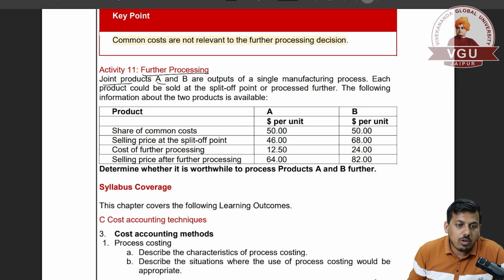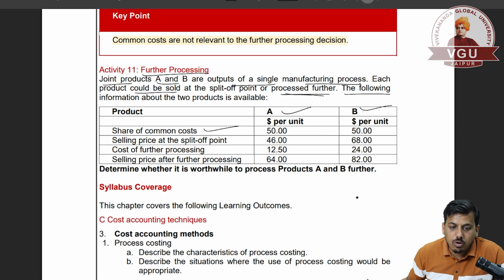Joint products A and B are the output of a single manufacturing process. Each product could be sold at the split-off point or processed further. So we can sell both the products at the split-off point. We are making two products A and B, and we can sell them at the split-off point. But if we want to process them further, we can do that as well. The following information is available.